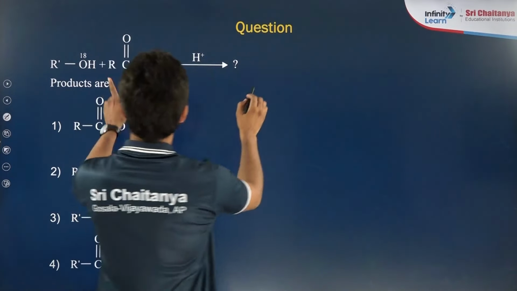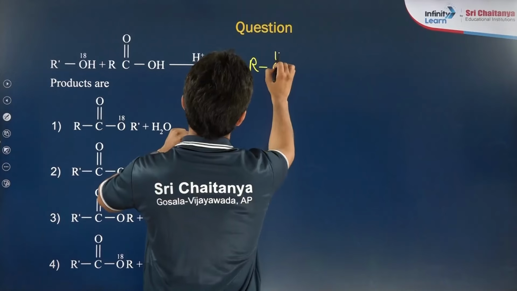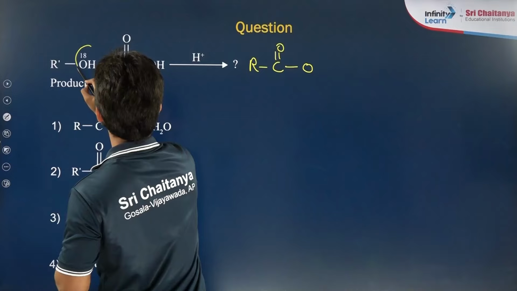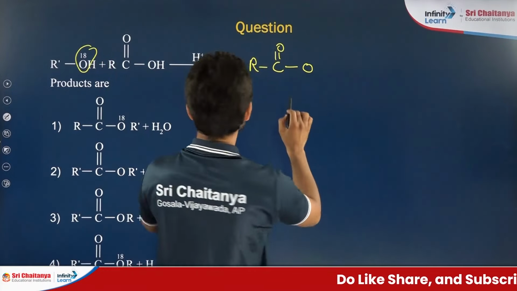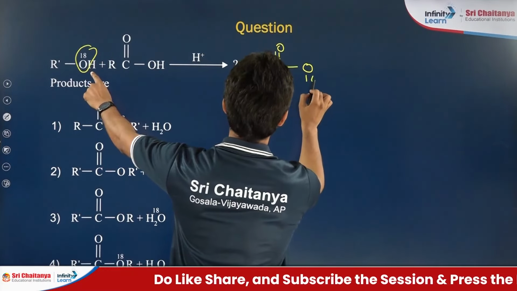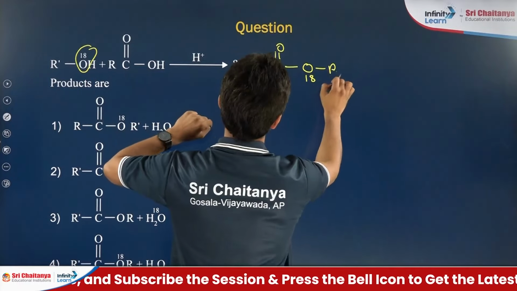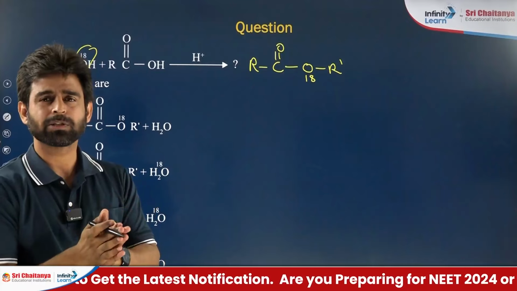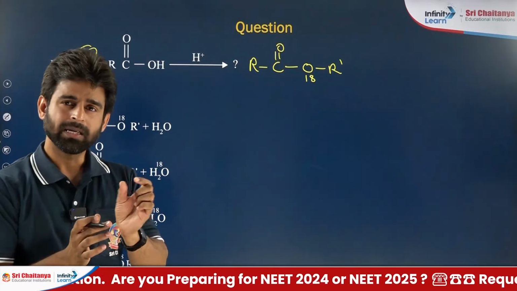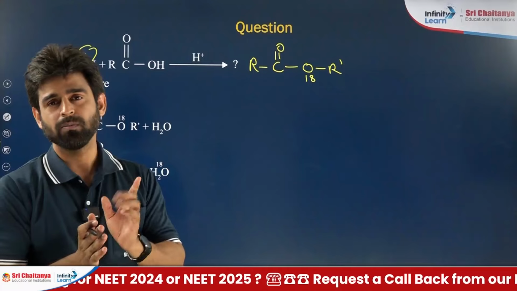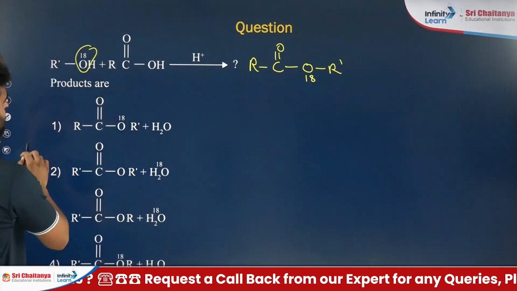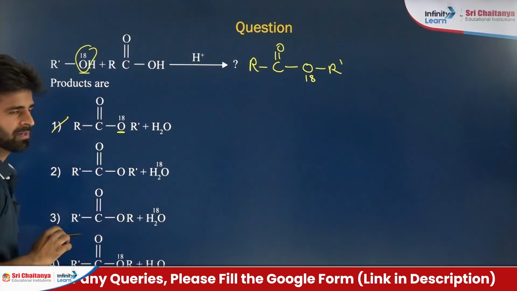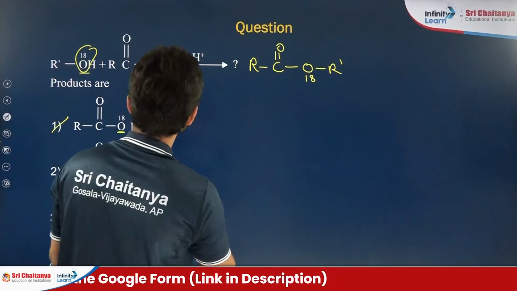And a very important thing: in this ester, the O will always come from where? O will come from alcohol. So I can see here alcohol contains O18, right? So it is a very important point; the mechanism is given in NCERT. I think it is enough for us to remember that O will come from the alcohol part, not from the carboxylic part, right? So what is the answer? This is the answer, in which O18 is coming from alcohol, right?